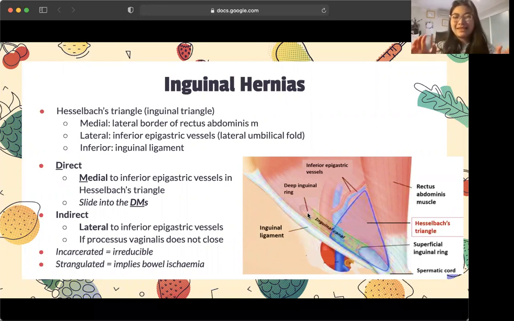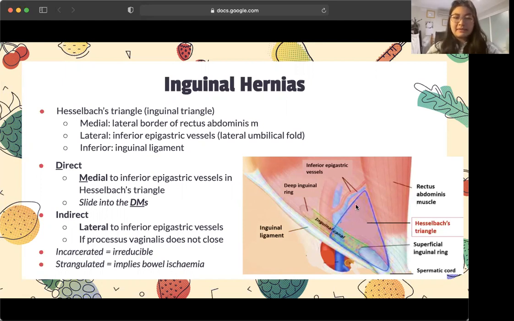If you think about it, it's kind of taking a path. It's almost like a cop out: I don't have to go through any walls or anything, just lining through the canal. So it's indirect. It's not just herniating straight through the abdominal wall. So that is lateral to the inferior epigastric vessels. And this happens, if you remember when we talked about the spermatic cord before, if the processus vaginalis does not close and remains patent in the adult.